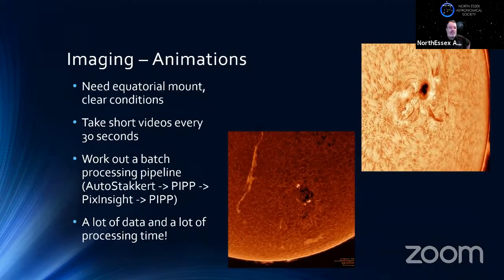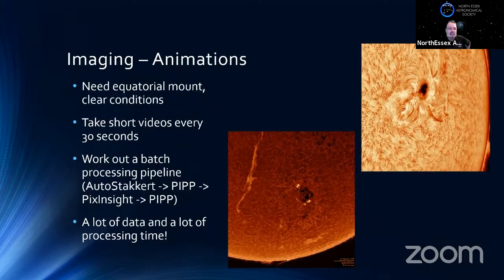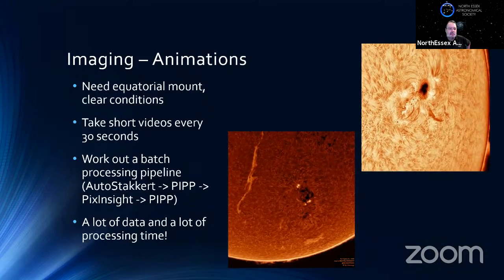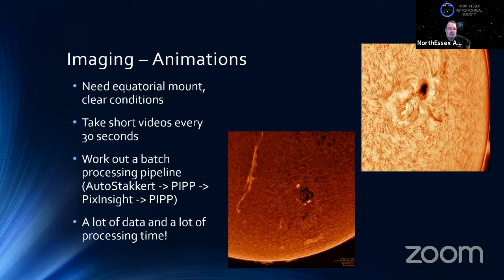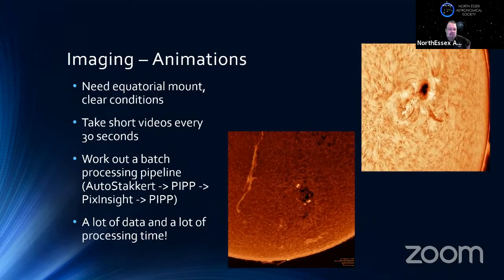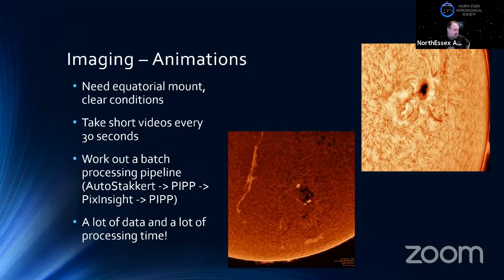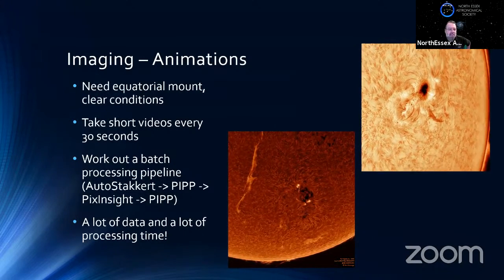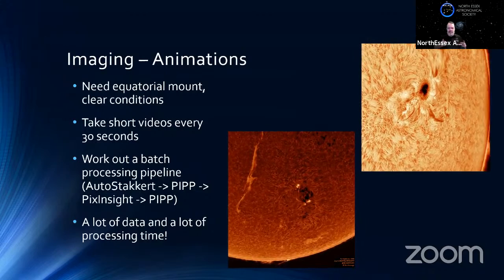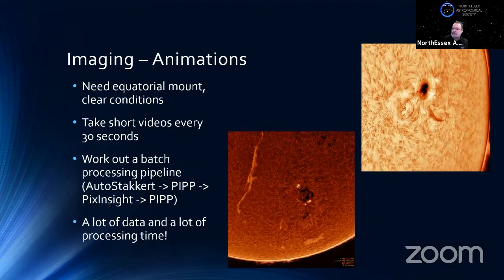Animations are just the same, it's just horrendous. You literally just take a 30-second video every 30 seconds to every minute. You do need to track the sun quite accurately, and then you have about a month of processing the data because you've got to stack every single video. You've then got to align all of the individual output frames and then turn them into a video, and you need a massive hard disk as well. But you can do it.